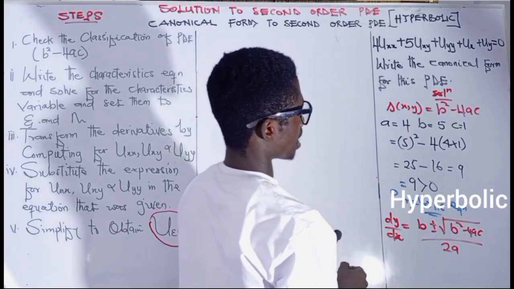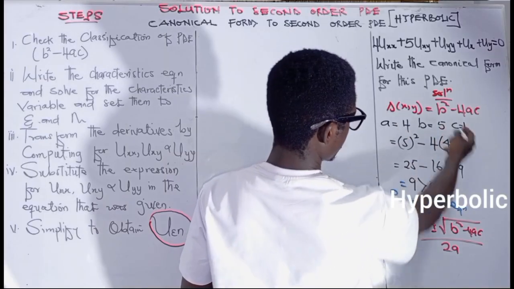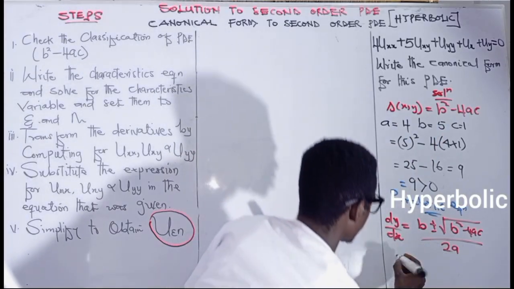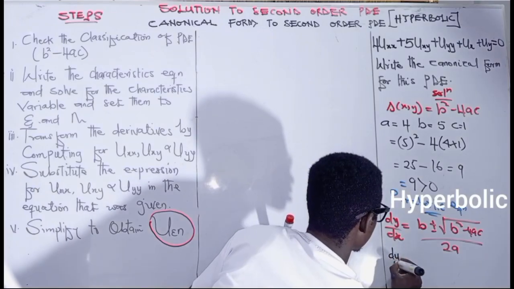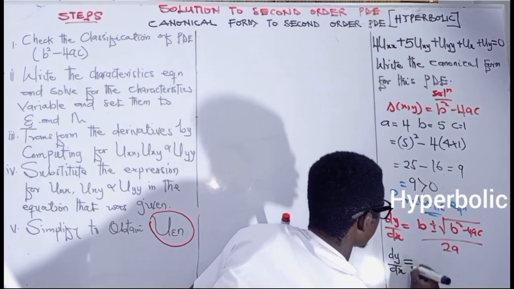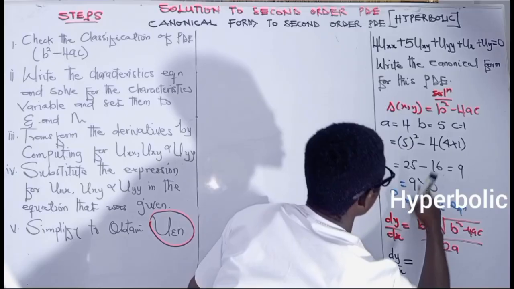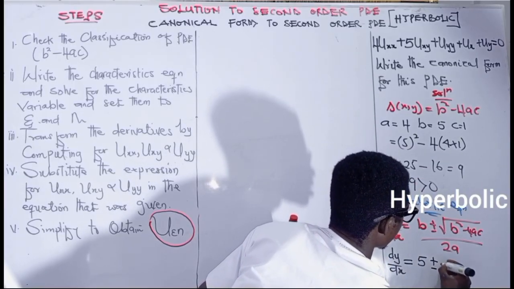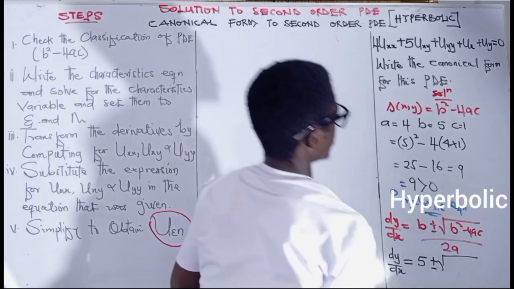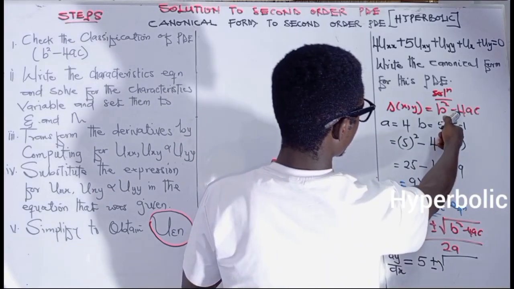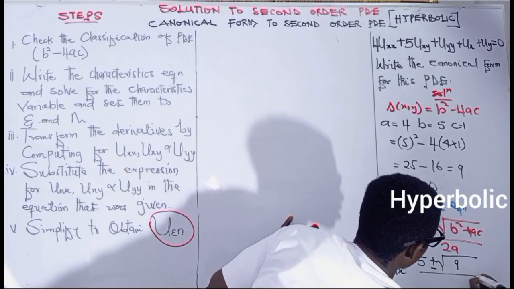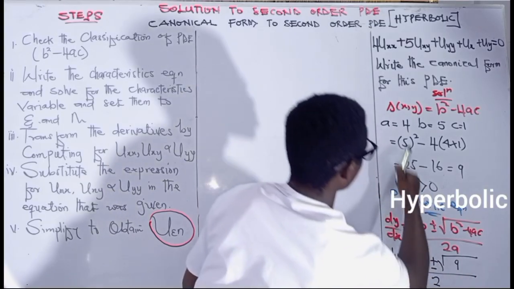So we are just going to plug in our a, b, and c into the characteristics equation. dy/dx is equal to, our b is what? Our b is 5. We have plus or minus the square root of the discriminant. We had what? 9. So we are not going to work it again. So we have 9 all over 2. Our a is what? 4.